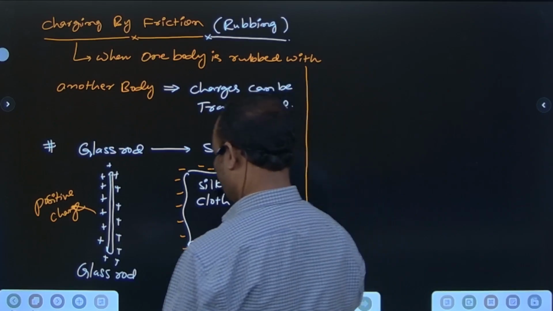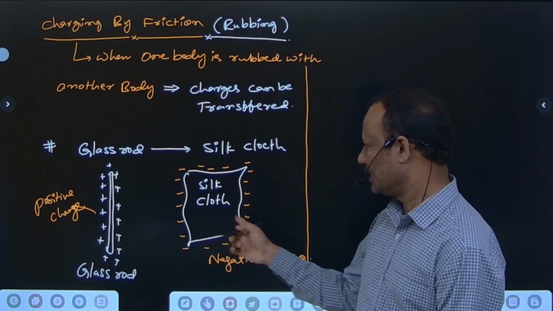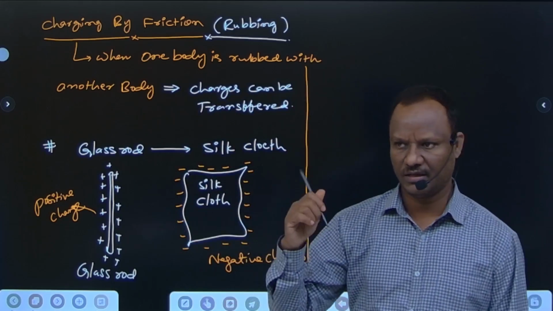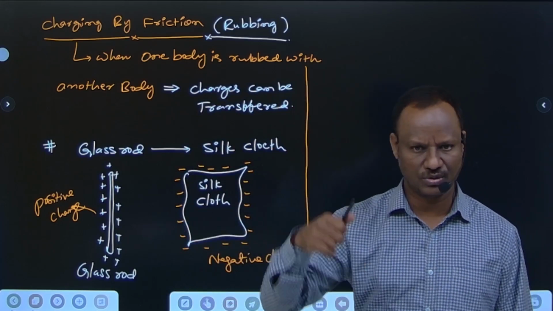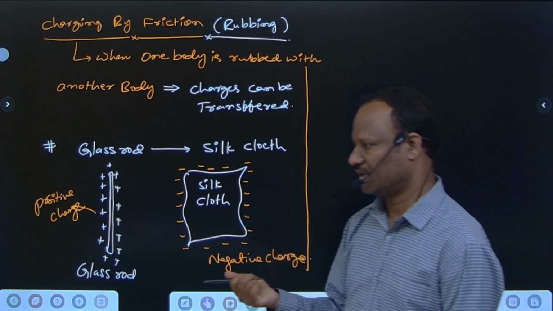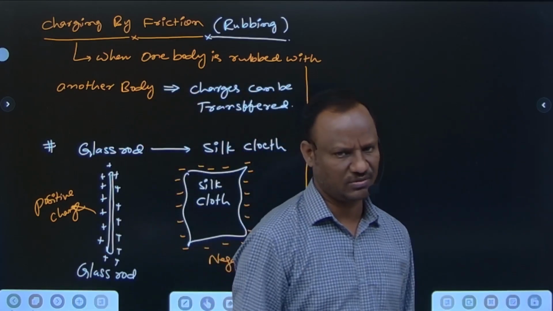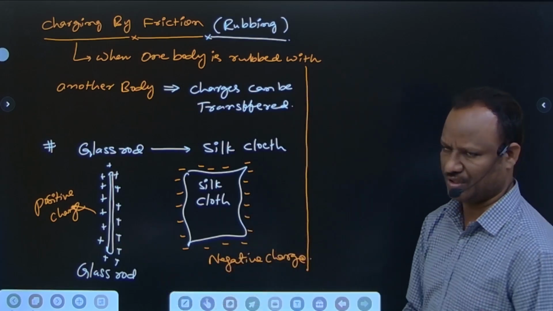Okay, one more; many examples we can say. Silk cloth and a glass rod. A pen or comb with dry hair. Next one, cat skin and ebonite rod. Many examples. Okay, so this is the best one.